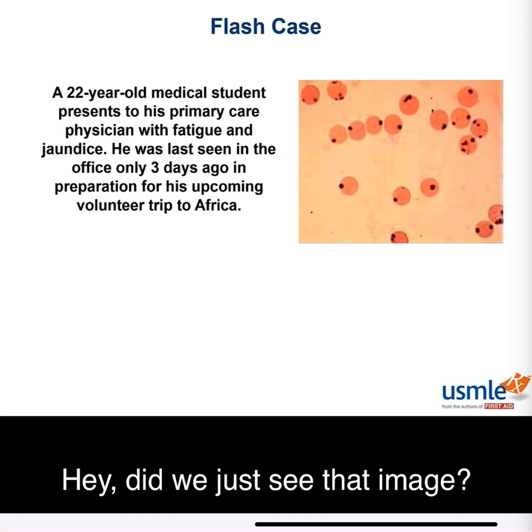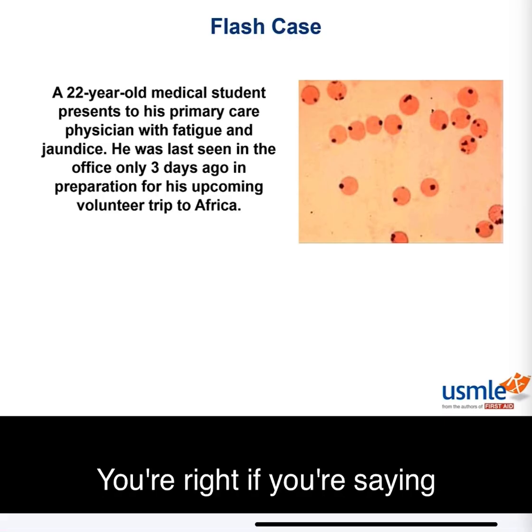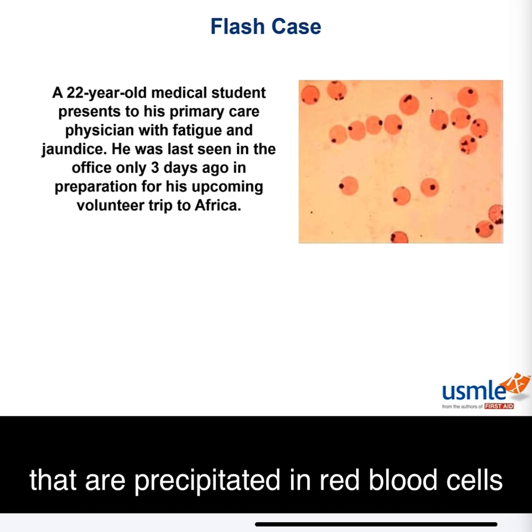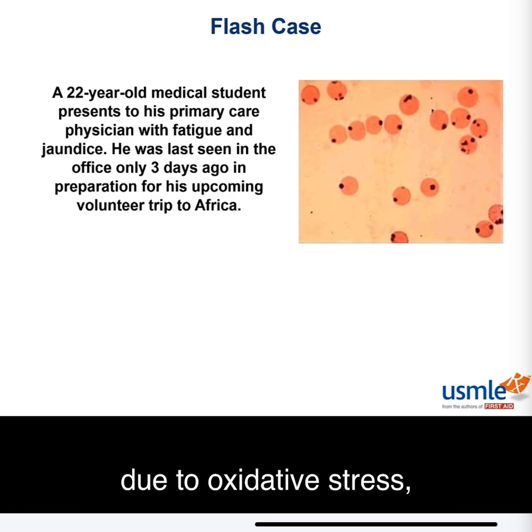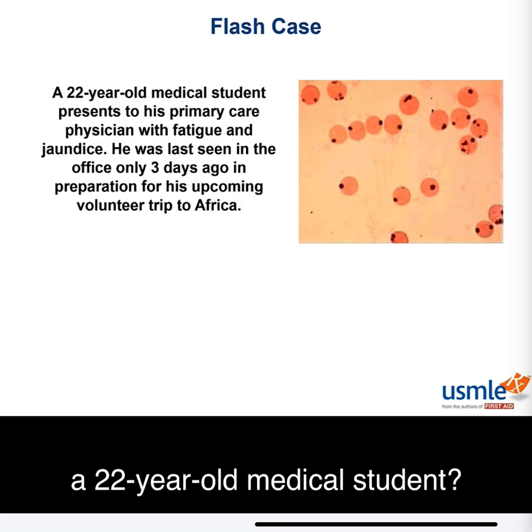Hey, didn't we just see that image? You're right if you're saying those are Heinz bodies from the denatured globin chains that are precipitated in red blood cells due to oxidative stress. But what is stressing out a 22-year-old medical student?